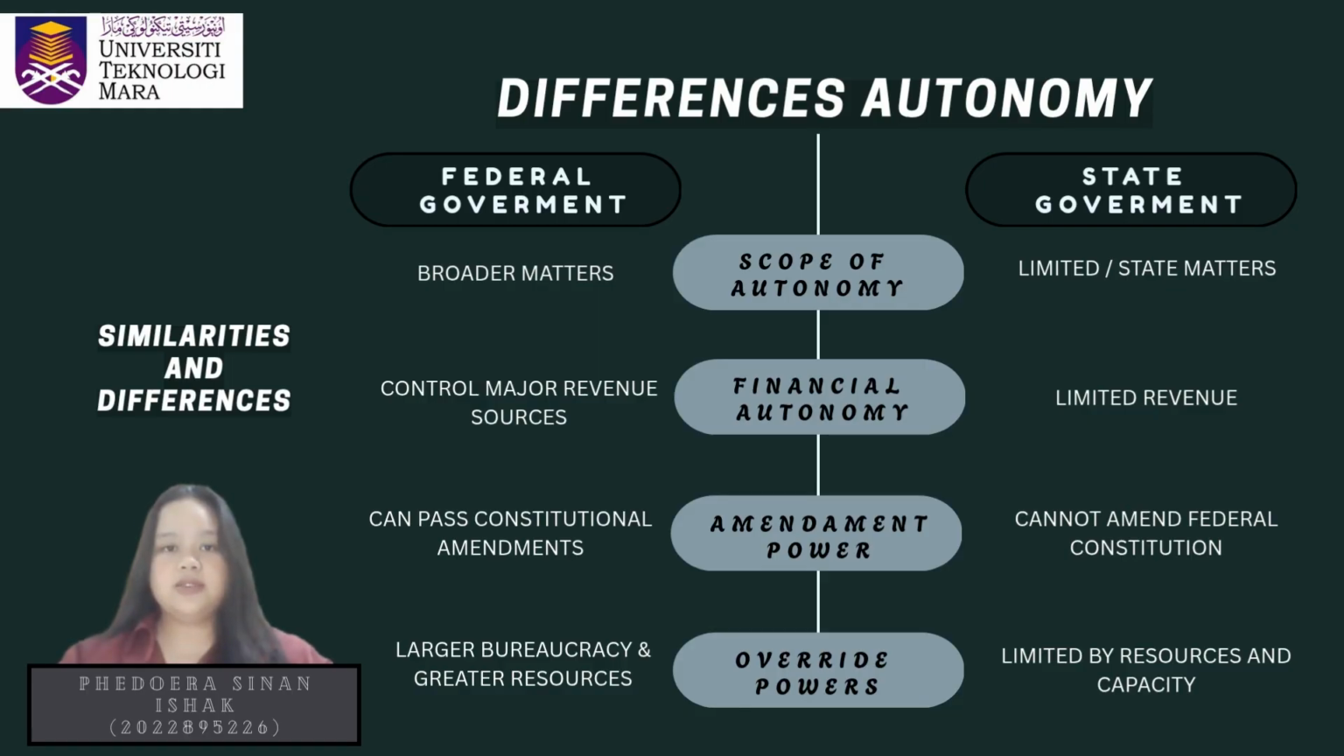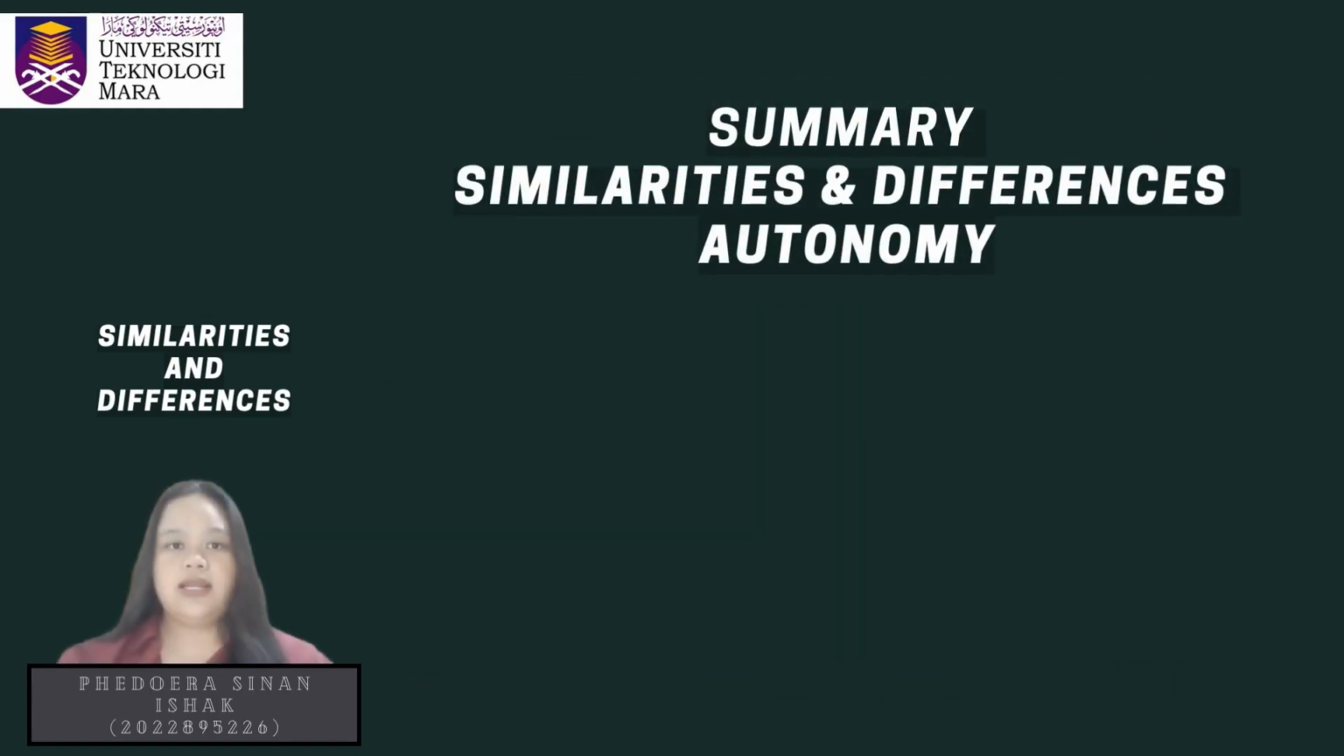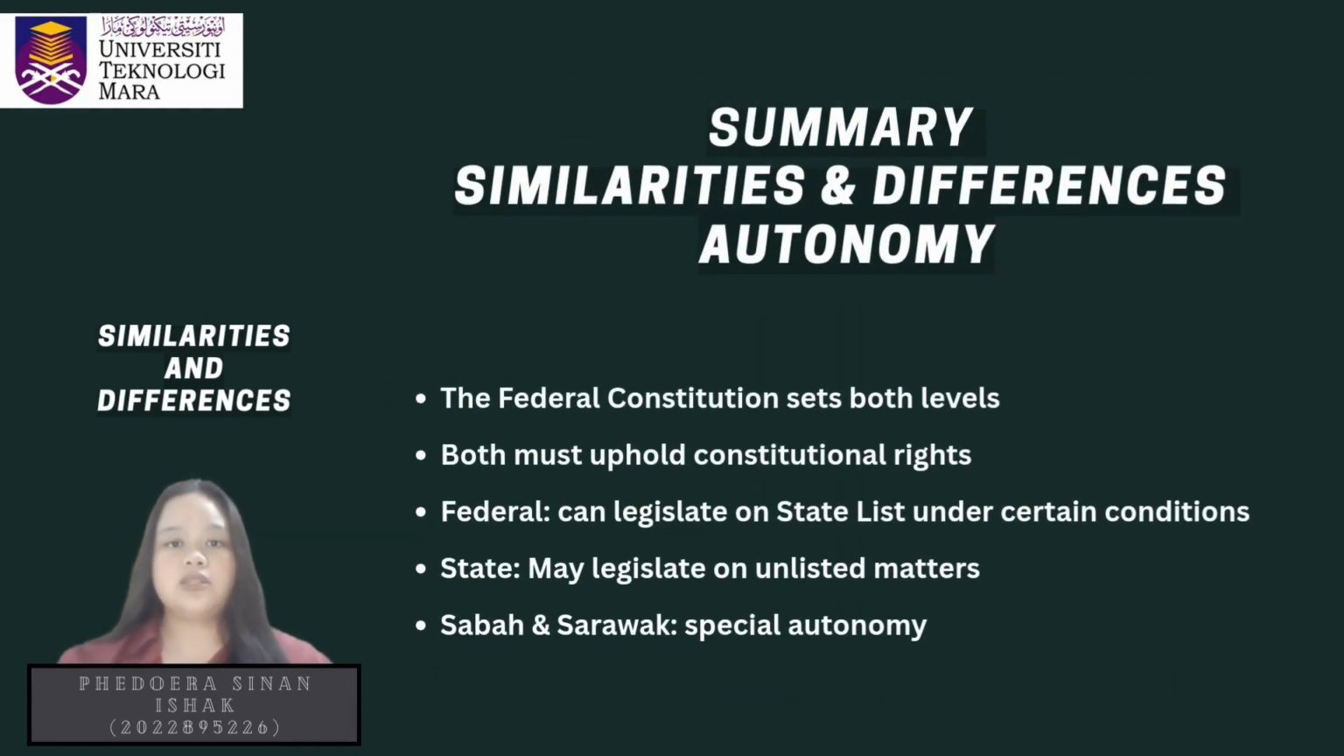Now that we've understood the fundamental similarities in autonomy between the federal and state government, let's turn our attention to where they diverge. These differences are crucial for understanding the distinct roles each level of government plays. While both operate with a degree of autonomy, the scope and nature of that autonomy vary significantly. Let's break down these distinctions. Let's further summarize the core similarities and differences in autonomy.